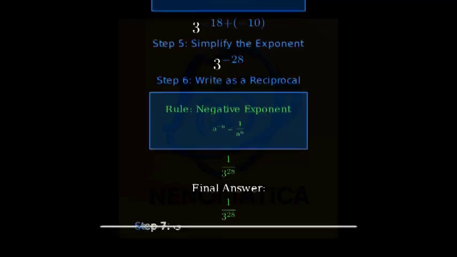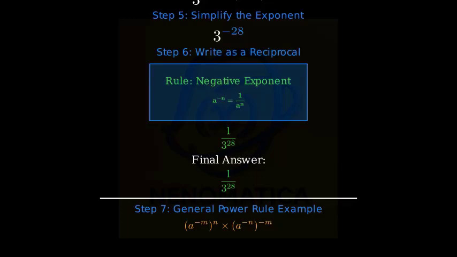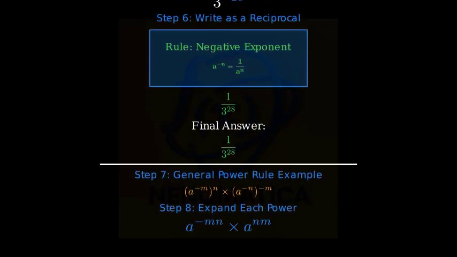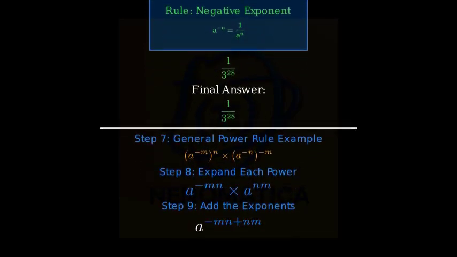Now, let's look at a general pattern. We have the quantity a to the -m raised to the power n multiplied by the quantity a to the -n raised to the power -m. Step 8, expand each power. Using the power of a power rule, a to the -m raised to the power n becomes a to the -m times n, and a to the -n raised to the power -m becomes a to the -n times -m, which is a to the positive n times m. Step 9. Add the exponents using the product of powers rule.